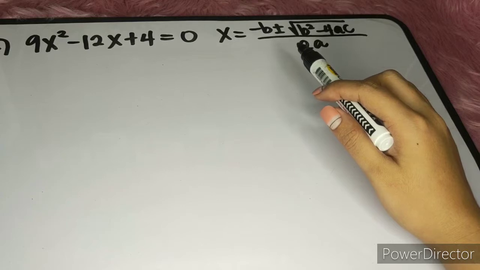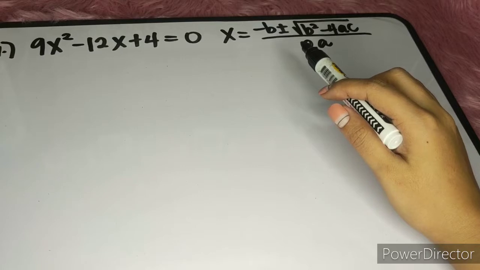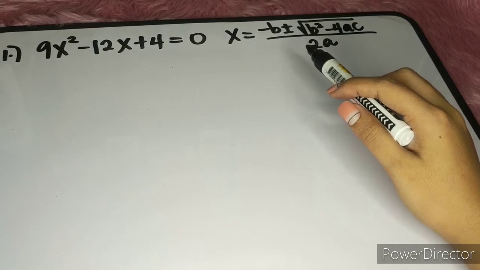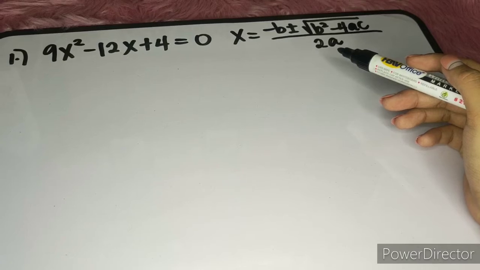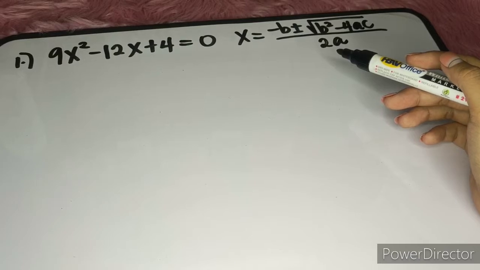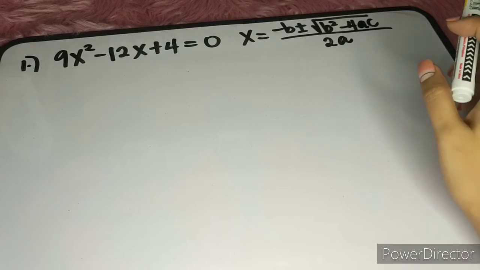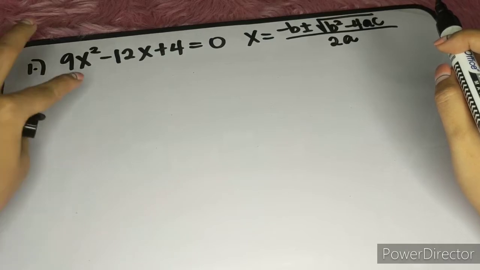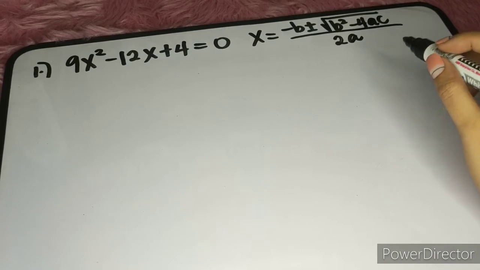Meaning, all the terms, the x squared, the x, and the constant, should be on one side only. Because if we just substitute the values of a, b, and c directly into the formula, the answer will be different. So, make sure that it's already in general form before we substitute the values of a, b, and c. And like what I tell most of my students, so that you don't get confused, after you make it into a general form, let's first identify a, b, and c.